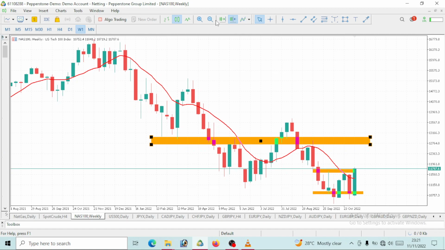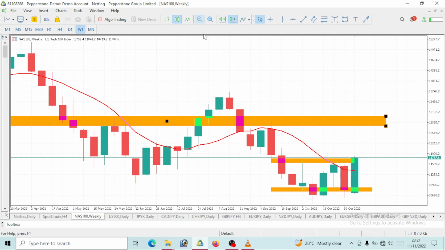And if you notice, once there's a bearish move on DXY or the USD index, we tend to see a bullish move on our Nasdaq 100. But once there's a bullish move on the USD index, then there will be a bearish move on Nasdaq 100. Once there's a bearish move on the USD index, then there would be a bullish move on Nasdaq 100.